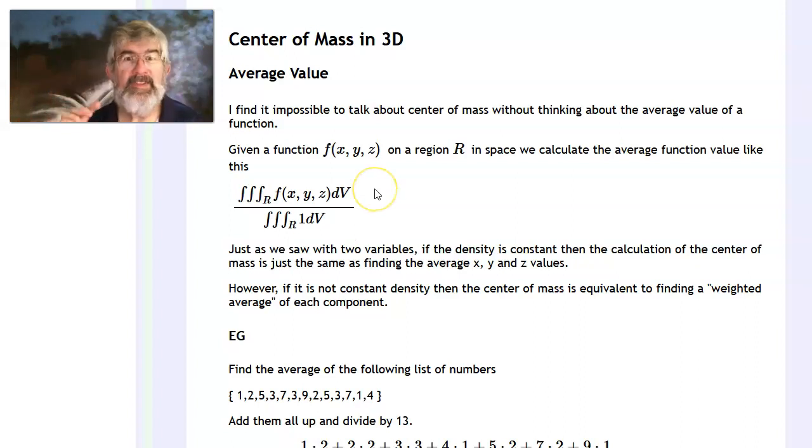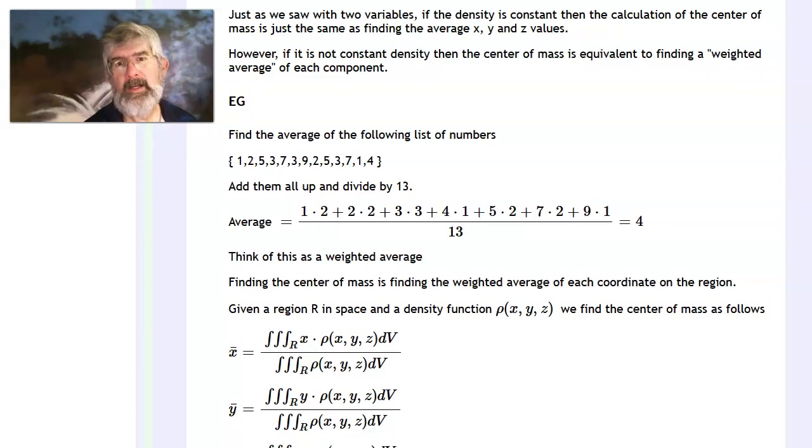Now, if the density is not constant, the center of mass is not simply taking the average x value and the average y value and the average z value. It's a weighted average. Now, what do I mean by a weighted average? Take a look at this example here. So this is just a simple example with numbers. We're not doing integrals yet.